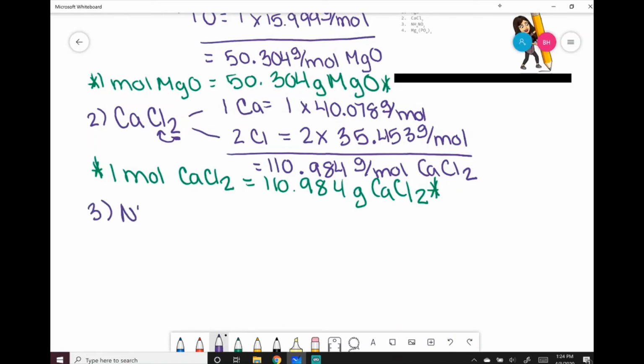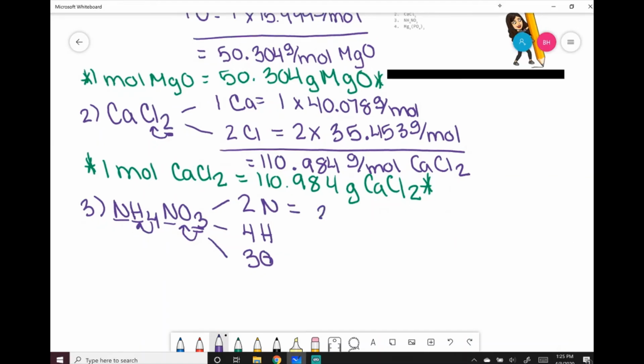We have NH4NO3. So this is ammonium nitrate. So let's go ahead and start adding up what we have. Well, I actually have nitrogen in 2 places. So I'm going to go ahead and combine those and say that I have 2 nitrogen. I have 4 hydrogen. And I have 3 oxygen. So let's go ahead and add that together.